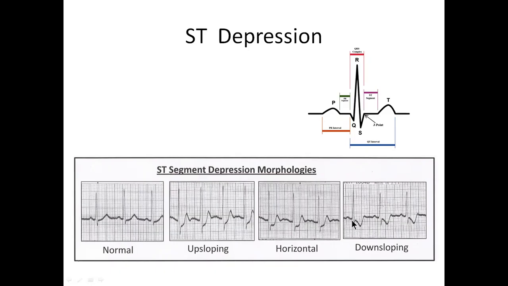And then you have the kind where it is downsloping. So that's called downsloping ST depressions. This is not too bad from an ischemic point of view. This is quite significant, and this is the worst kind. Okay, but they all denote levels of ischemia.